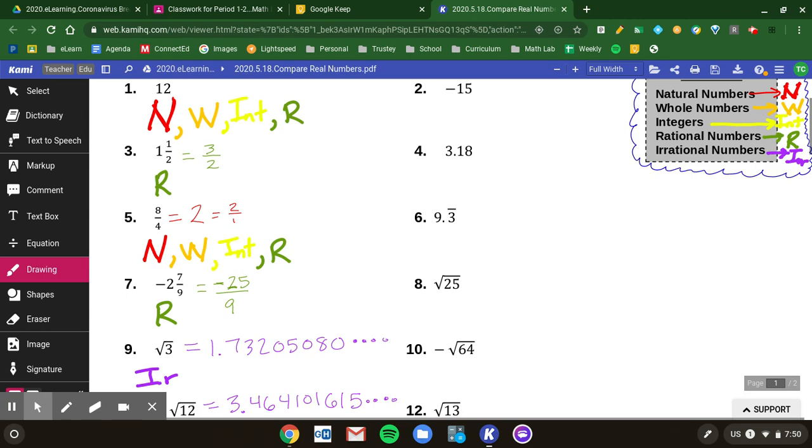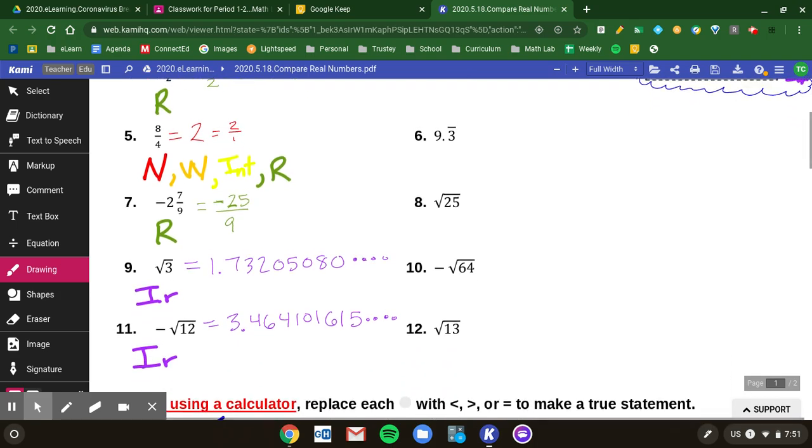On to number 9. Had to use my calculator here to find the square root of 3. 1.73205080. Calculator runs out of space. That almost always means that it goes on forever. So here I see a number that's non-terminating, non-repeating, and so it is irrational.